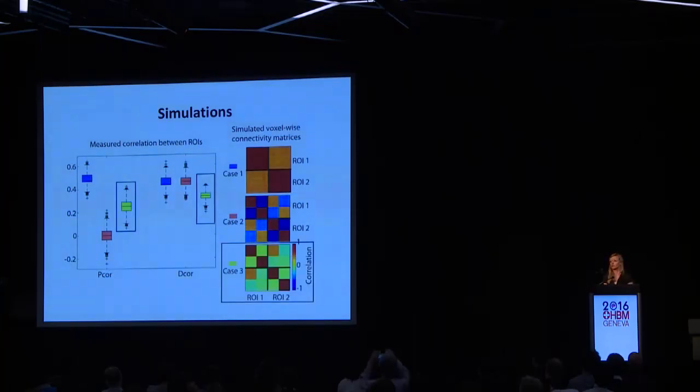In a somewhat less extreme example, we see that half of the voxels here are connected to the voxels in another ROI and half are not. And here we see, again, that distance correlation is more robust against this inhomogeneity. So the difference between our baseline case and case 3 here is smaller for distance correlation than Pearson correlation.